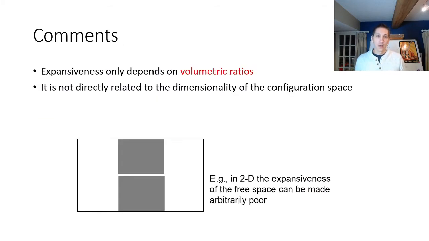One interesting thing about these expansiveness constants is that they only depend on volumetric ratios and not on the dimensionality of the space. So for example, in 2D, we can make expansiveness very poor by putting narrow passages into the space, or we can make the narrow passage crooked, and these will cause lower expansiveness than a very high dimensional space that has very few obstacles.